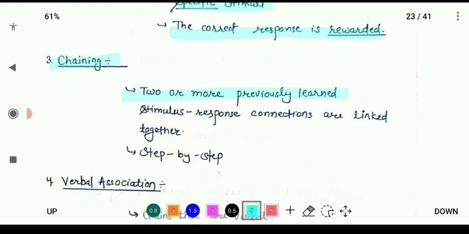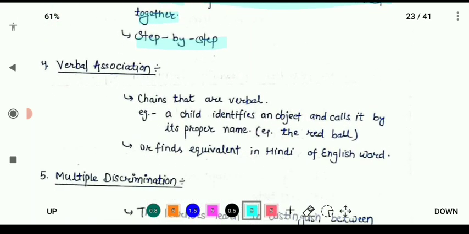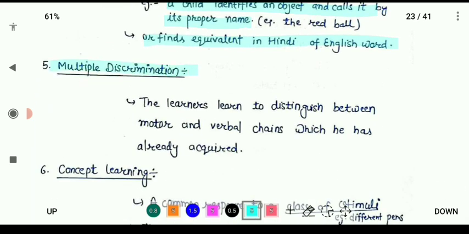Next is chaining. Two or more previously learned stimulus-response connections are linked together, step by step. Verbal association means chains that are verbal. A child identifies an object and calls it by its proper name, or finds the equivalent in Hindi or English of a word. It will verbally associate: this word connects with this thing. Next, multiple discrimination means the learner learns to distinguish between motor and verbal chains which he has already acquired. The learner can discriminate multiple things.